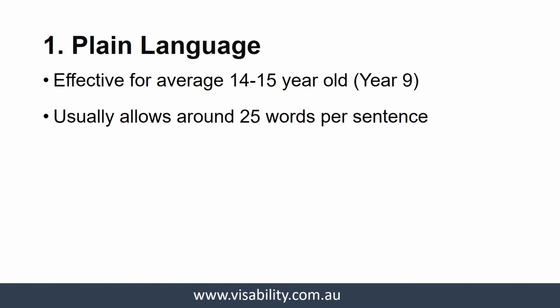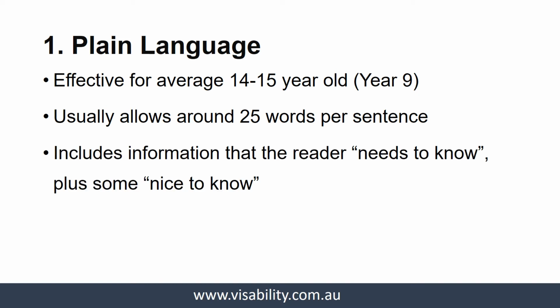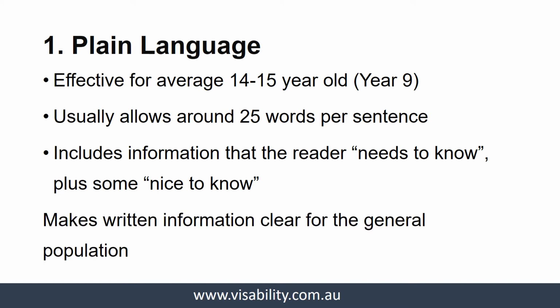It uses sentences that can be about 25 words long. It includes information that the reader needs to know and also includes some nice-to-know information, such as statistics and background information, because someone at a school Year 9 level of literacy or Level 3 PAC literacy level should be able to interpret the information and to distinguish and rank the information in terms of importance. So basically, plain language makes written information clear for the general population.